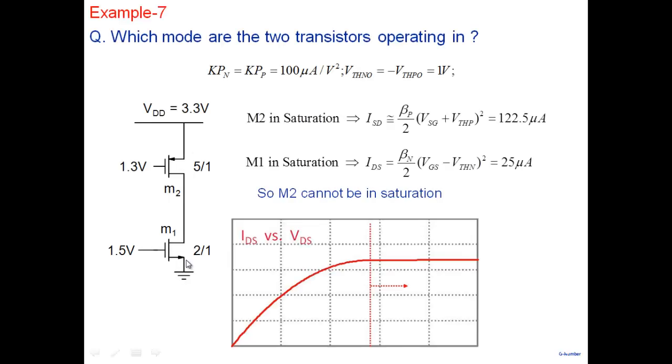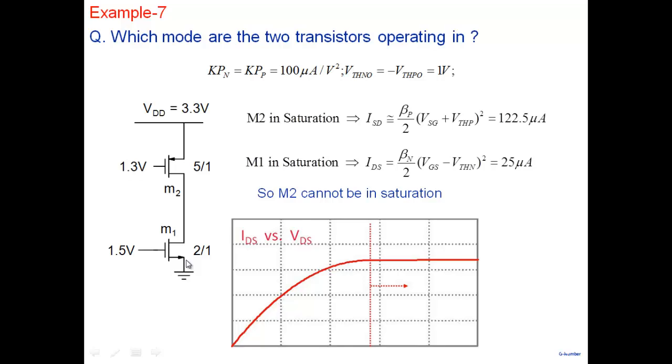Now I'm again assuming that M1 is in saturation region. If M1 is in saturation region, it requires a current of 25 microamperes. Note something interesting about a saturation region. In a saturation region, the current depends only on the gate to source voltage. It doesn't matter what the voltage of the drain is. It only depends on gate to source.